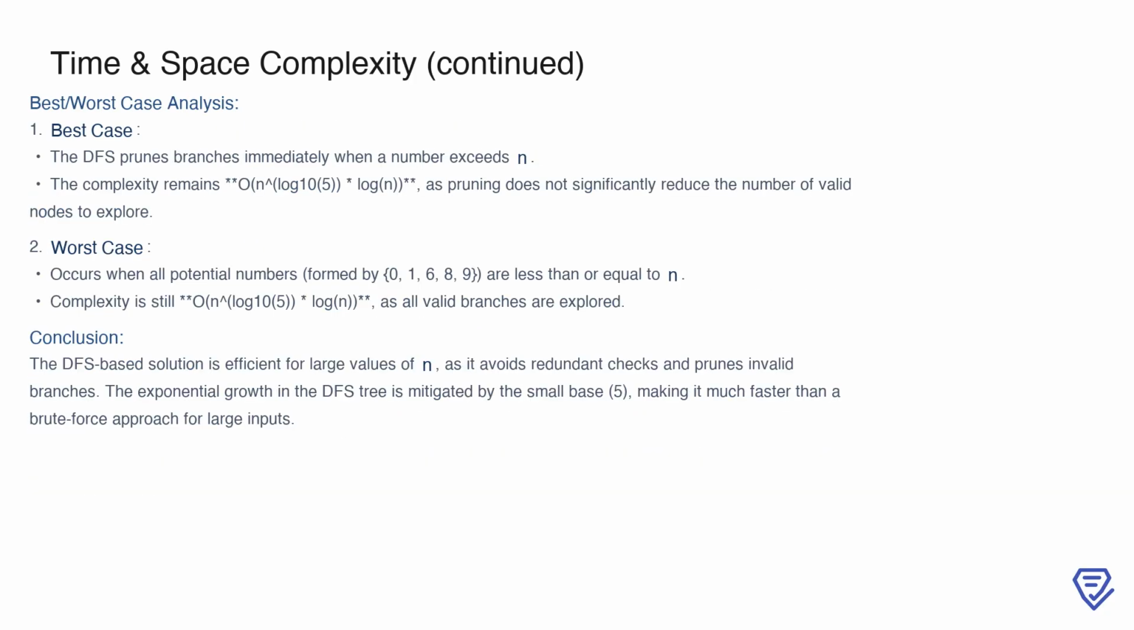In terms of best and worst case scenarios, the time complexity remains consistent. The best case occurs when DFS can prune branches immediately upon finding numbers that exceed n, but since pruning doesn't drastically reduce the number of valid nodes to explore, the overall complexity remains O of n raised to the power of log base 10 of 5 times log of n. In the worst case, all possible numbers formed by the digits 0, 1, 6, 8, and 9 are valid, being less than or equal to n, meaning the DFS has to explore every branch. Still, the complexity does not worsen beyond O of n raised to the power of log base 10 of 5 times log of n. This consistency highlights the efficiency of the DFS-based approach.